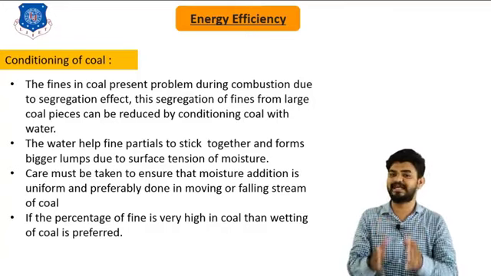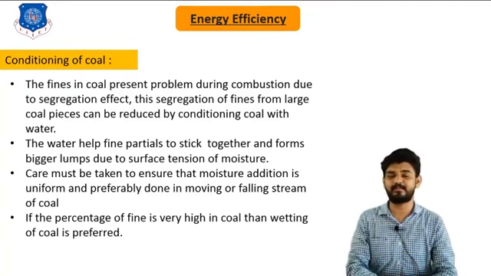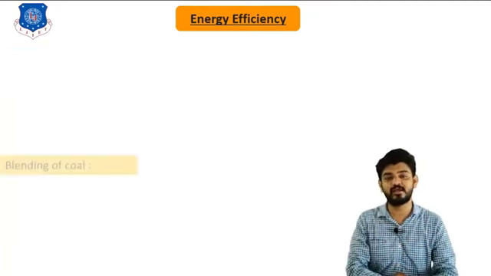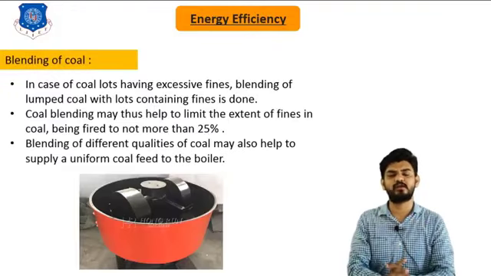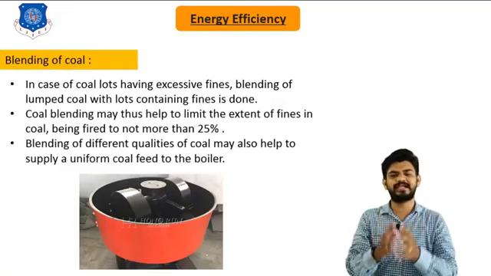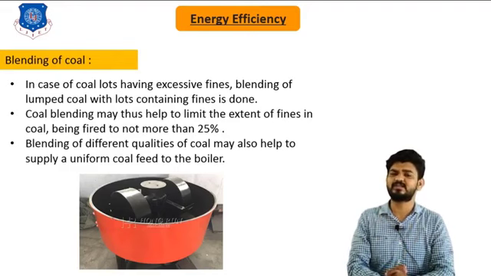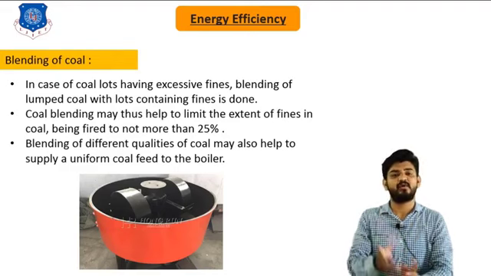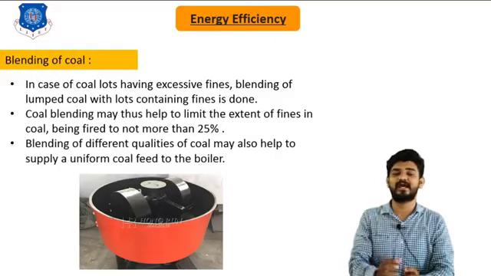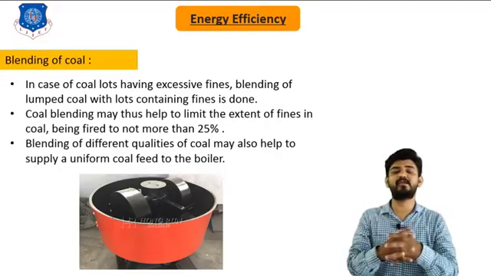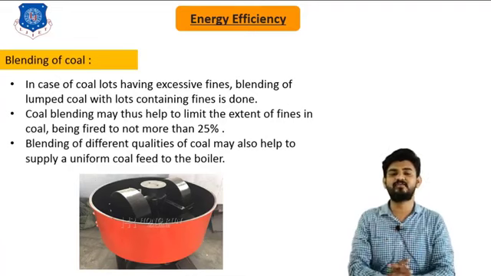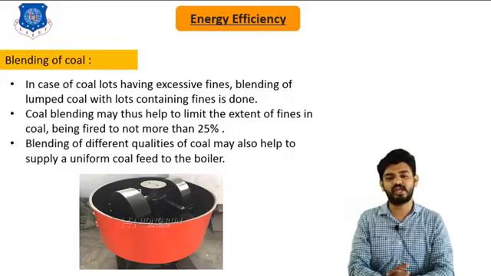So this was the second step, and now let's move to the third and last step in the preparation of coal, and that is blending of coal. In case of coal lots having excessive fines, blending of lump coal with a lot containing fine coal is done. That means we have one lot of fine coal and another lot of larger size coal, so we blend both in one mixture or one container so that we ultimately get a uniform mixture of coal. That is what is called blending of coal.